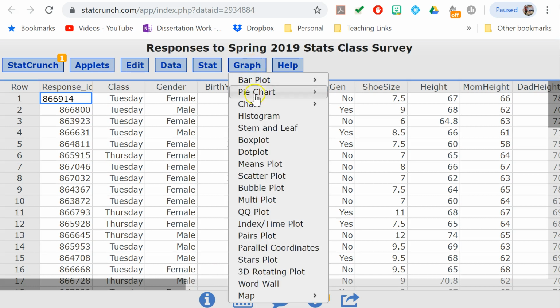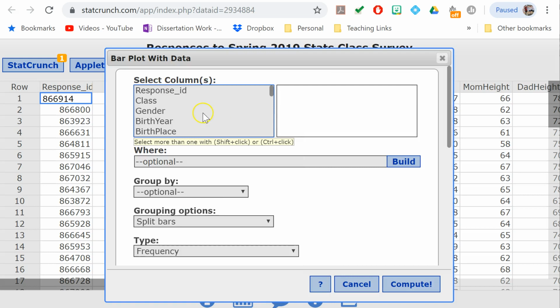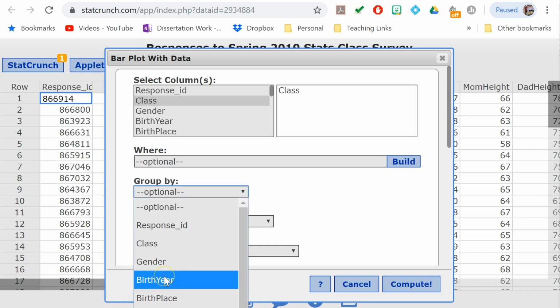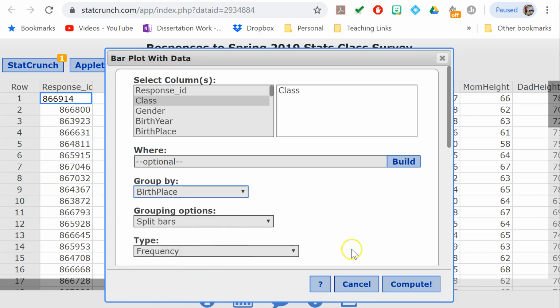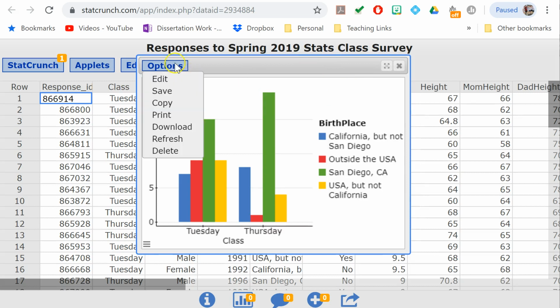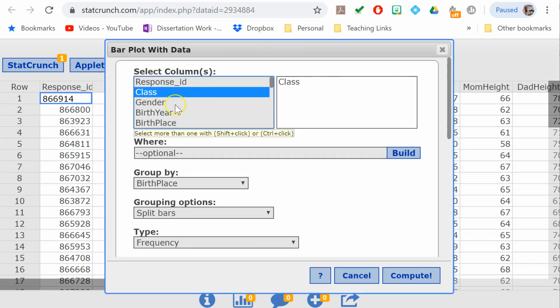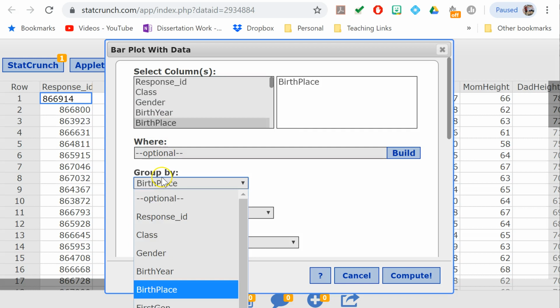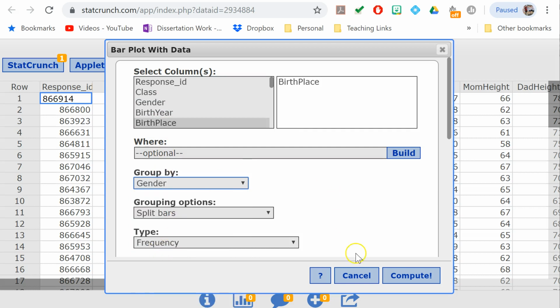So if I did a graph, again, I could do my bar plot. And let's say I wanted to look at what class people are in, and I wanted to group it by, I always choose the wrong one. So we'll see if I do this right. Birthplace. And I'm doing a split bar chart. You can see right now the type is frequency. So what happens is I get this plot. This is not what I wanted. It's the opposite. Let me flip them. I always do it this way. So, oh, I didn't say gender. I wanted class.